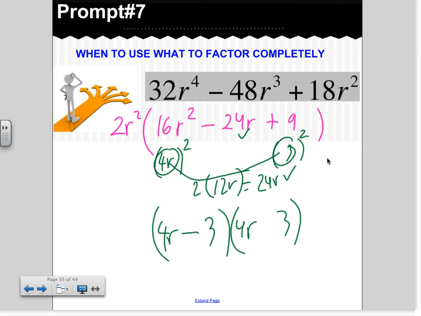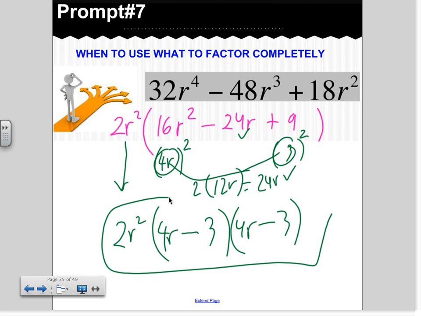If they are the same sign, what signs will we choose here? Minus. There it is. For that one? Yeah. Okay. And so we have that factor. We can now bring down our GCF, and that will show us a completely factored problem. Okay? You get the idea?